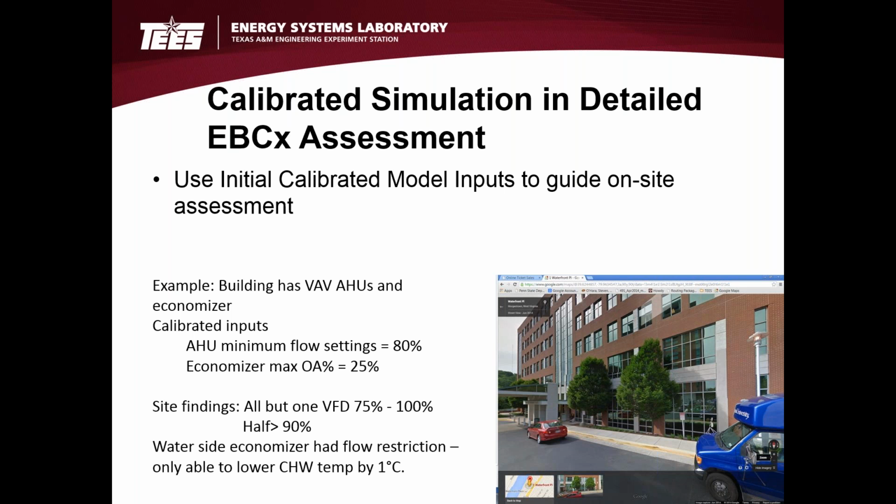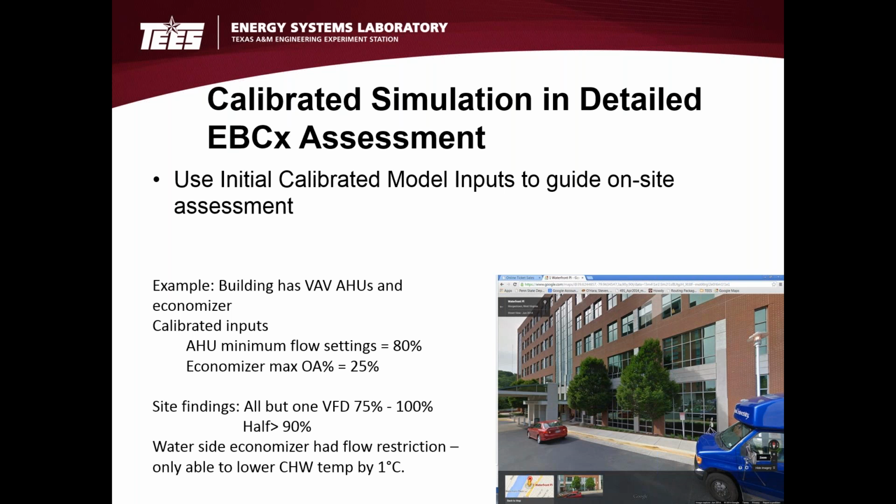And then before I arrived on site, I developed a calibrated simulation based on that model, and it was very interesting to me that while this building, the information we had was that it had variable air volume systems, the minimum flow settings that gave the best calibration were about 80% of maximum flow. It also had an economizer in the building, and it indicated that the economizer seemed to be operating as if it had a maximum outside air intake of about 25%. That gave us a couple of things to concentrate on when we got to the building.